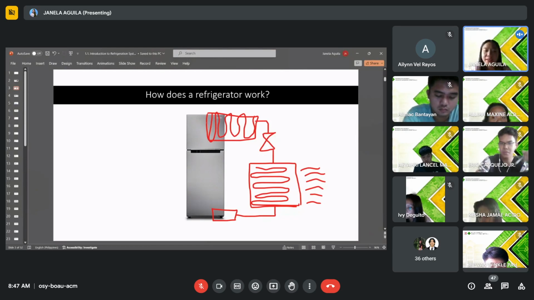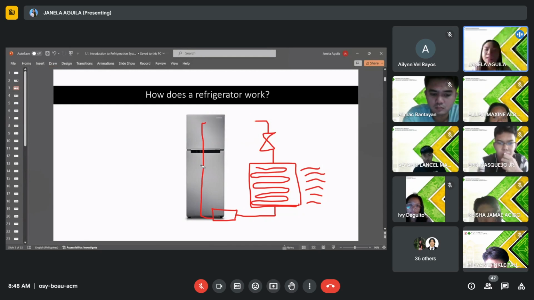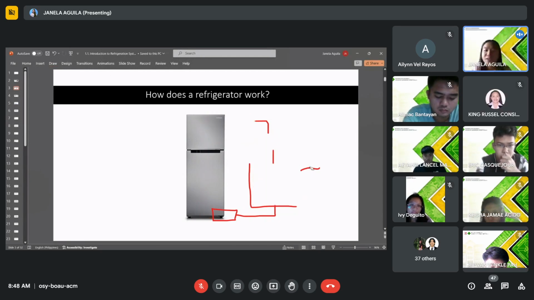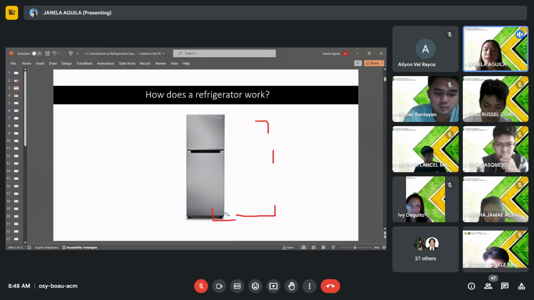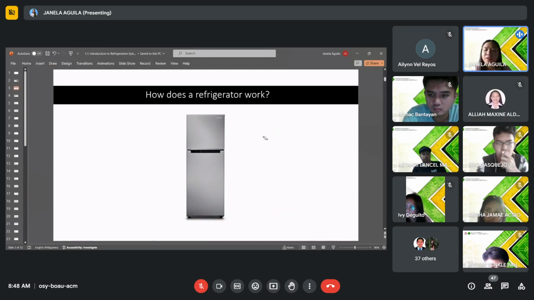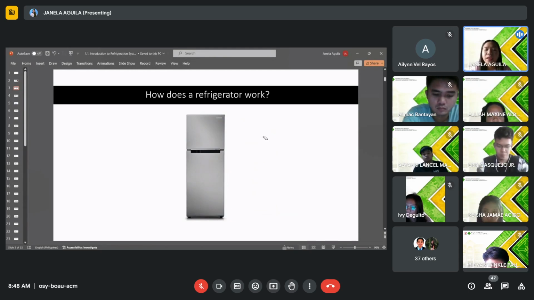And then, our low pressure vapor will travel back to our compressor. And then, the cycle will just continue. And as the cycle continues, it will help the refrigerator compartment maintain its temperature. So that's how a refrigerator works.